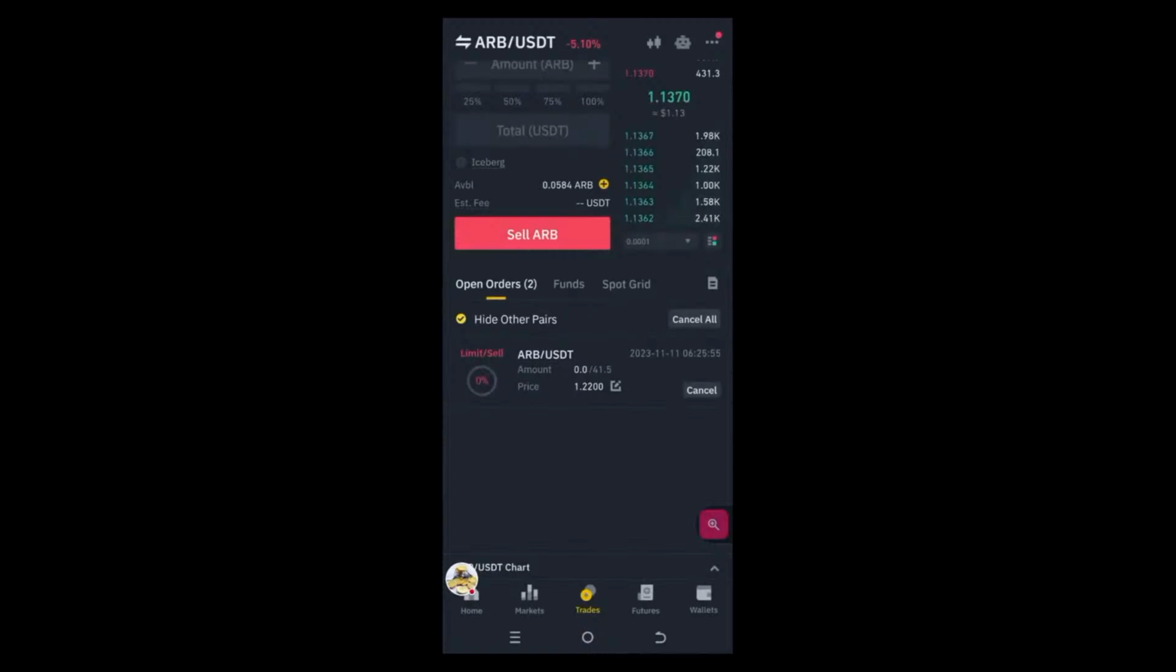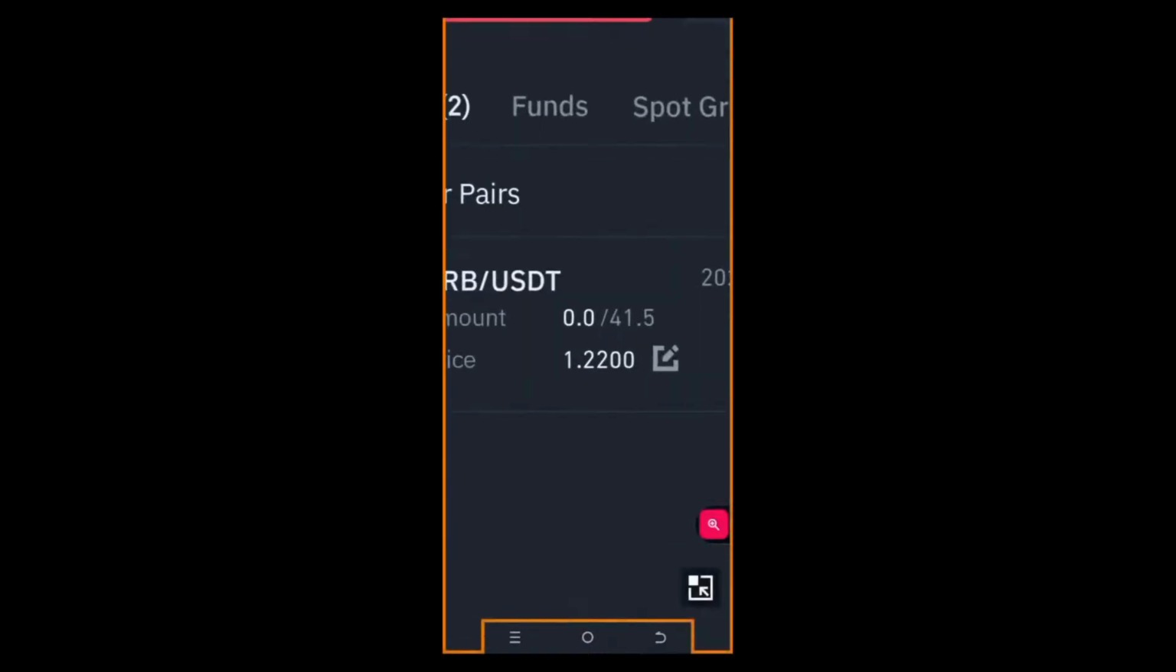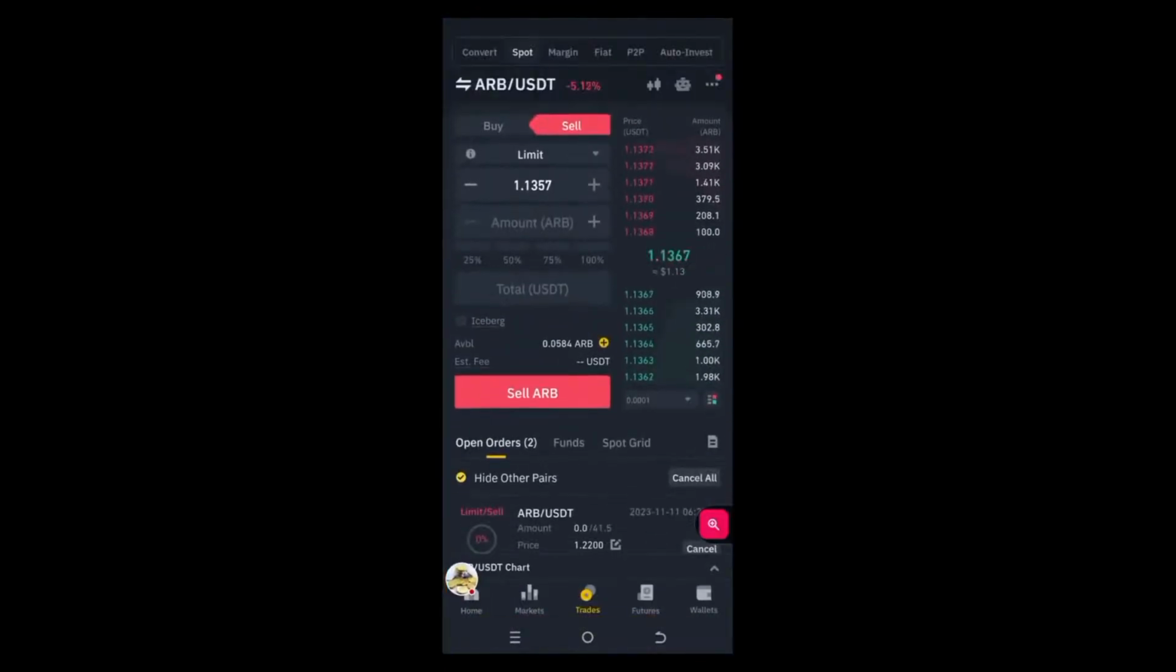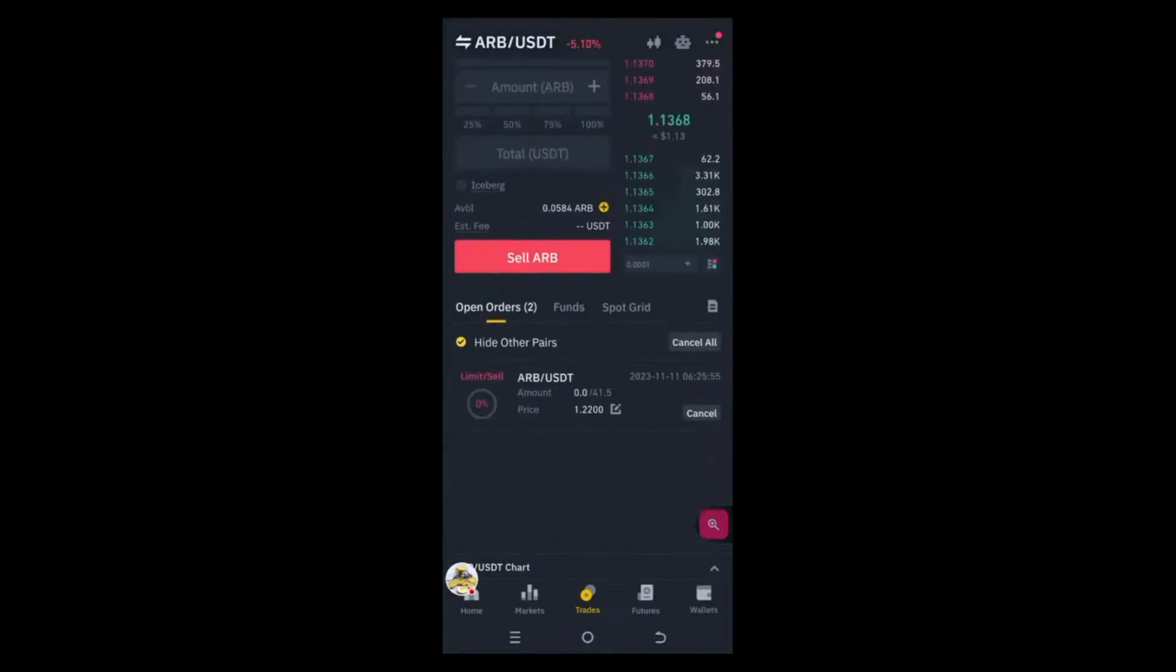Let me show you in the tray here. So what I'm planning to get is 1.22. That's the price of ARB I want to get, right? But it's currently 1.13, because it's going down. So I'm just going to set it to get that, so that even if it takes me 1 or 2 days, once it gets to 1.22, my take profit or my sell limit will be triggered, and I will get the money, and I'll get the profit that goes with it.